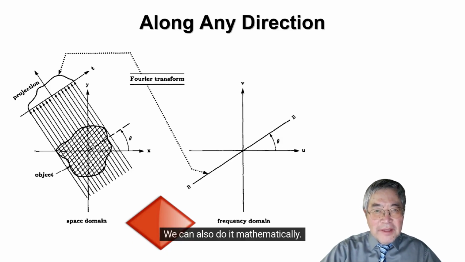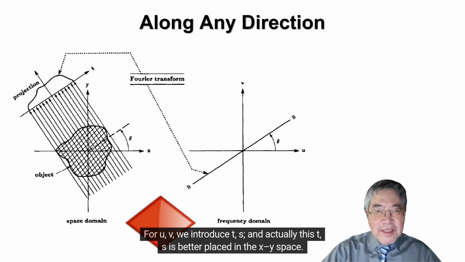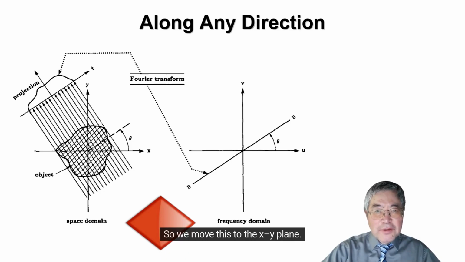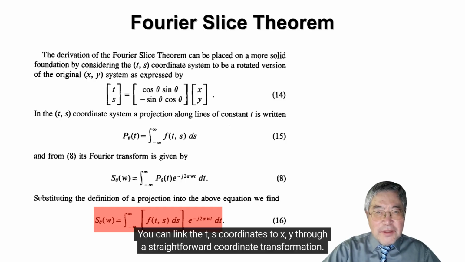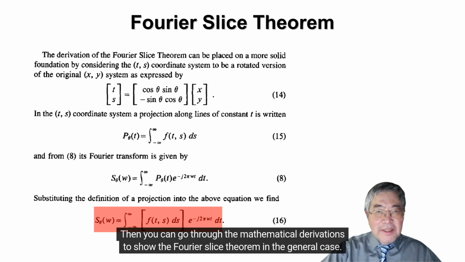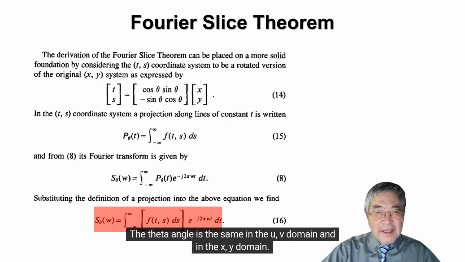We can also do it mathematically. We introduce a rotated coordinate system TS. For UV, we introduce TS, and actually this TS is better placed in the xy space. So we move this to the xy plane. You can link the TS coordinates to xy through a straightforward coordinate transformation. Then you can go through the mathematical derivations to show the Fourier slice theorem in the general case. The theta angle is the same in the UV domain and in the xy domain.